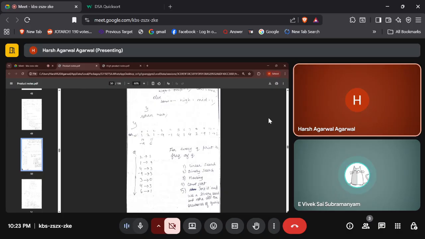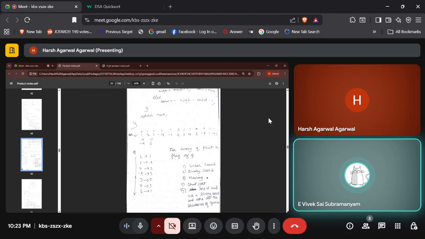Linear search means for every query we need to search n times, so it will be n into q. Binary search will be log n plus log n plus q, because we need to find its left side boundary and its right side boundary. So q times we will do it, for each query.